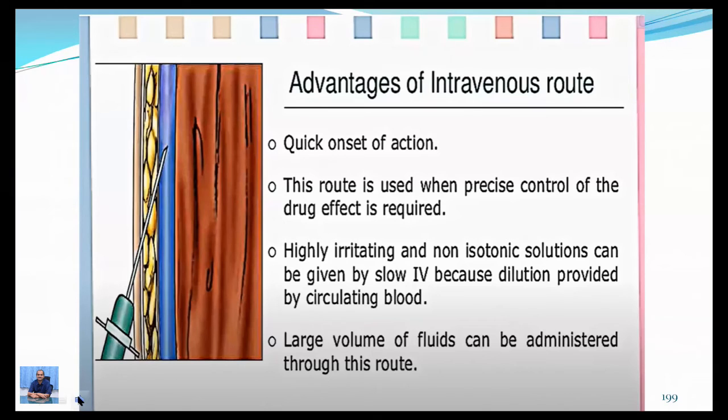And the advantages, once again: quick onset of action we have already discussed. This route is used when precise control of the drug effect is required. Suppose an exact quantity of the drug needs to be administered into the bloodstream, especially in the case of anti-cancer drugs. Here, the body weight or surface area is measured very accurately, and an accurate quantity of the drug needs to be absorbed into the circulation. So whenever the drug is required in a very accurate dose, this route is used.